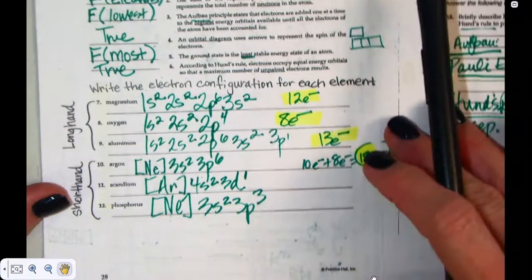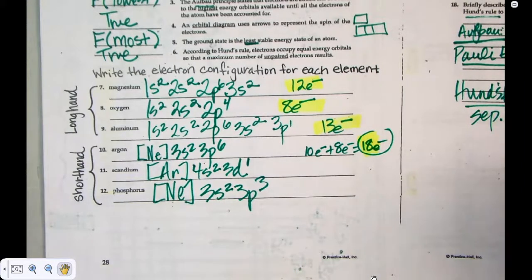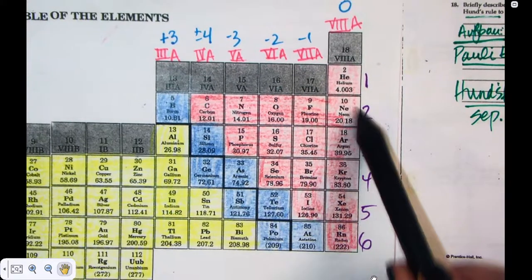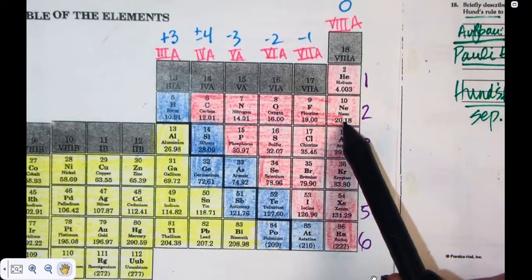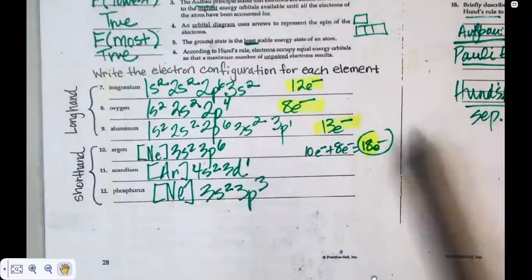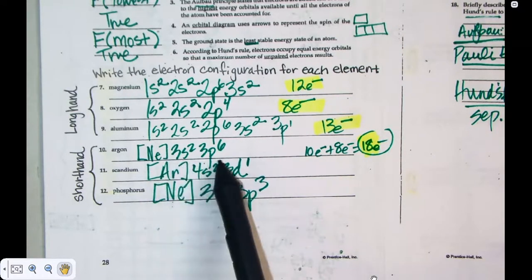For 10 through 12, we're doing shorthand. So for argon, you still have to go to the period above the element. Even though argon's a noble gas, don't get lazy, y'all. The rule says you find the element on the table, you go to the period above it, and then you put that noble gas in square brackets. So if you're doing argon, you have to go to the period above him and put the neon in square brackets, because one of the things that you have to do with electron configurations is you have to make sure that you do show the valence electrons. So you'll put neon in square brackets, and then from there you would finish off, you would say 3s2, 3p6.